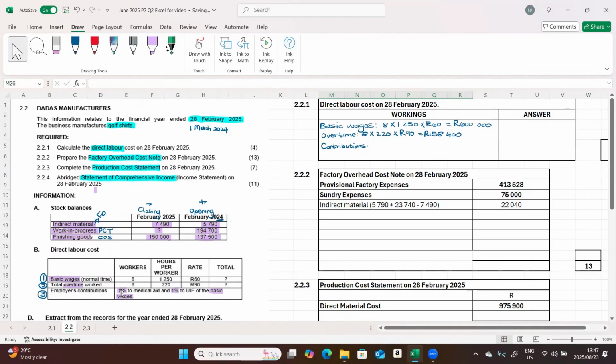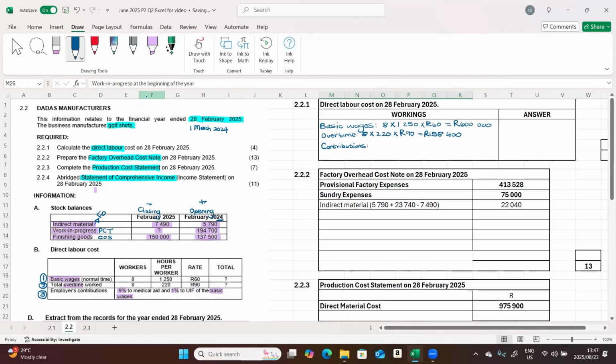Guys, you can do it separately. You can do a calculation of 9% and call it medical aid and 1%. But listen, to save some time, you don't have to split them between medical aid and UIF. You can just say 9% plus 1%. In total, there is 10% employers' contributions. Make life easy for yourself. We are going to multiply that 10% with the basic wages, guys. Only the 600,000. Please remember that. So it's based on basic wages.